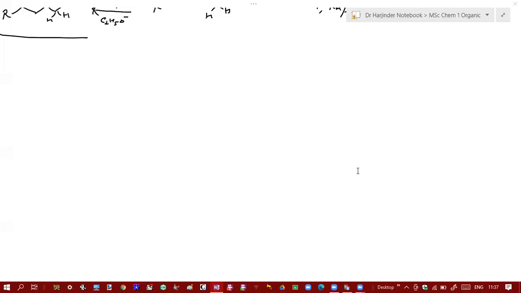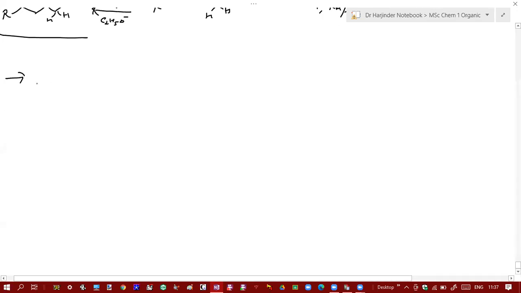Now the next reaction also falls under the category of the same metal dissolving reduction. Why am I repeating this? Because a question has come in last year's question paper, and what it says is: discuss any two methods for metal dissolving reduction. So you can discuss any two methods. This reaction also falls under the category of metal dissolving reduction.